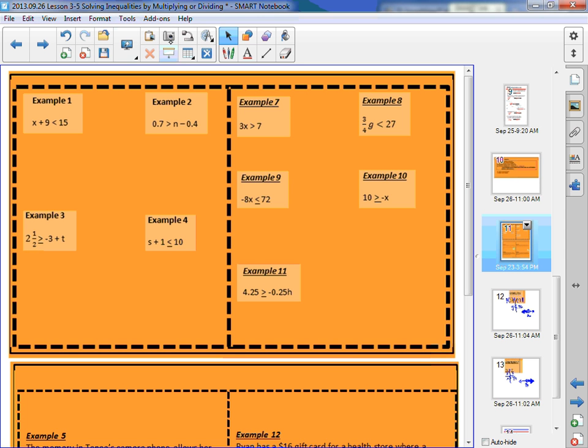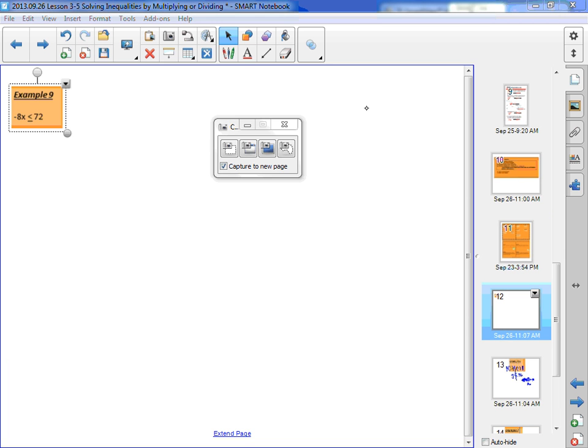Okay, now here on example 9 is where I need you to be able to flip back and forth in your orange packet.